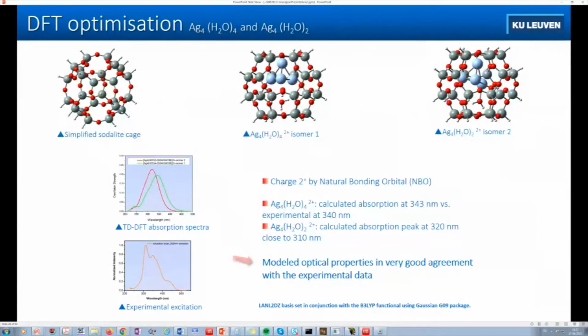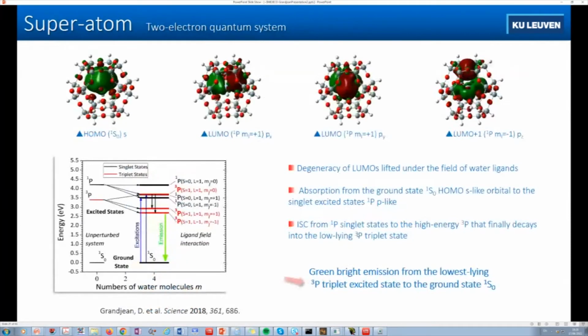He implemented the charge with natural bond orbital analysis, and then he finds two isomers, 4 and 2, and this is what they produce in terms of luminescence, the 2 and the 4. And you see, if you compare to the experimental, it's very close. So I think there is very good agreement with the experiment. And then once you have this optimization, you can calculate all the orbitals of the cluster, and that's the system we end up with.